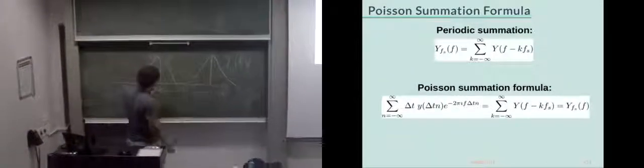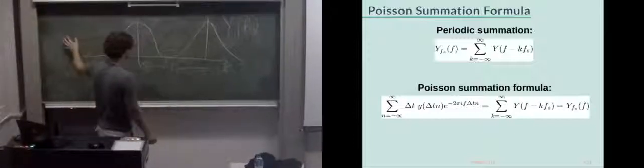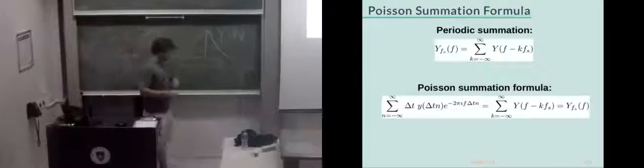So a periodic summation just results in a whole bunch of copies of this thing next to each other, and these are usually referred to as aliases. We'll also get into that later on.